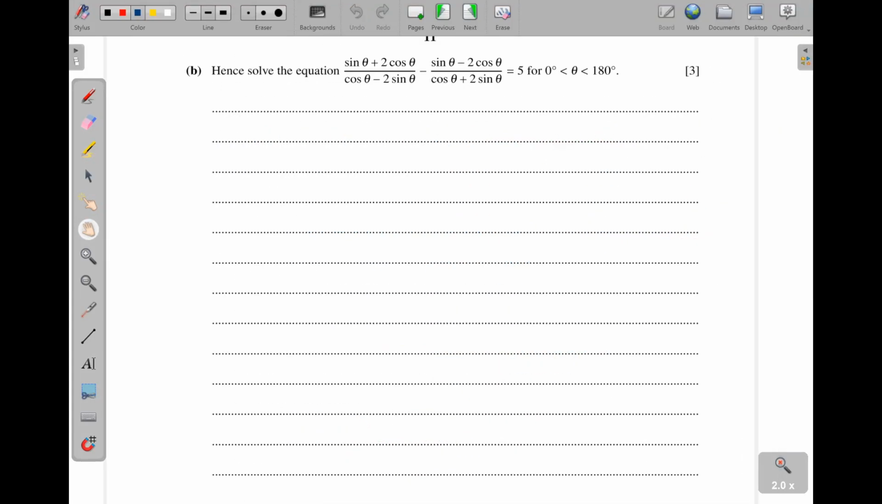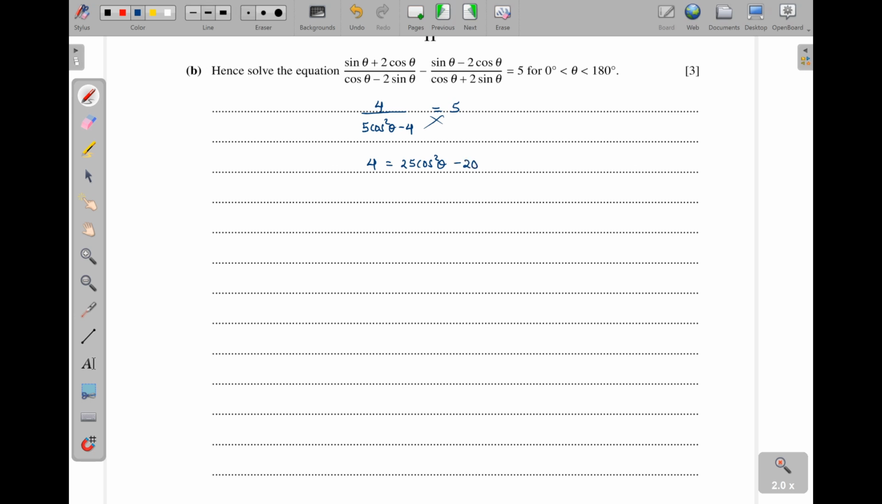Part B, hence solve that equation. So we begin from where we have stopped. This whole thing here is 4 out of 5 cos squared theta minus 4. Then you equate it to 5. Now you cross multiply. This will be 4, then 25 cos squared theta minus 20.